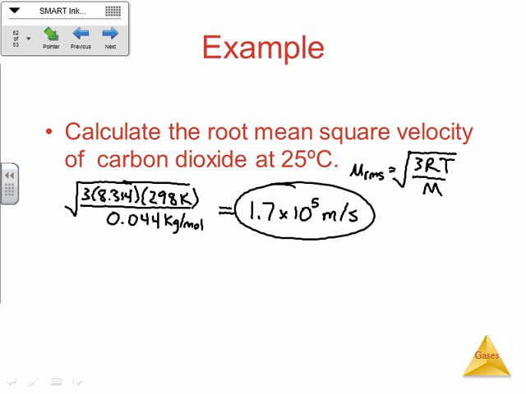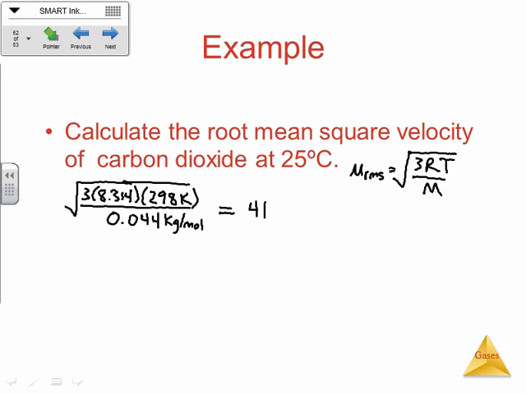I forgot to take the square root of that number. So that's going to make it quite a bit bigger than it should have been. So we square root that. It's still a big speed, but not that big. So we end up with 411, or if we're rounding to sig figs, 410 meters per second. Okay, that's more reasonable.